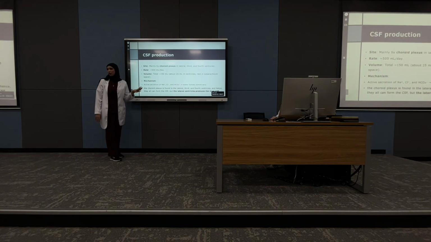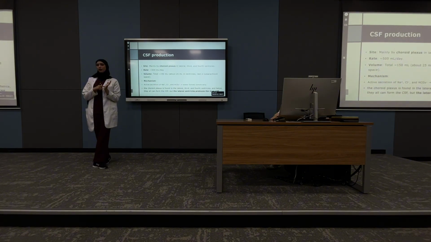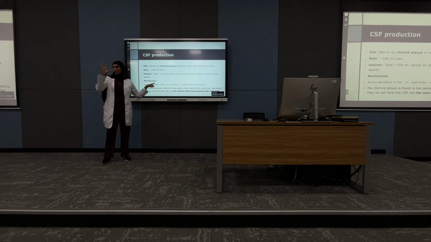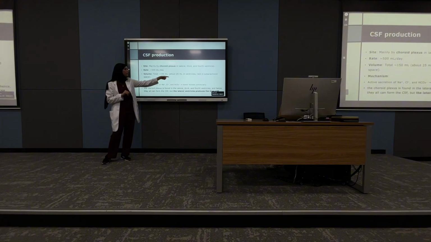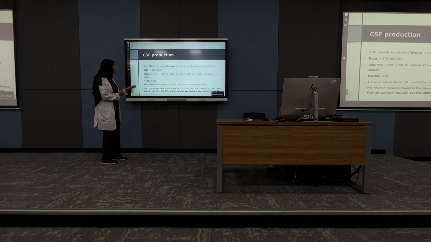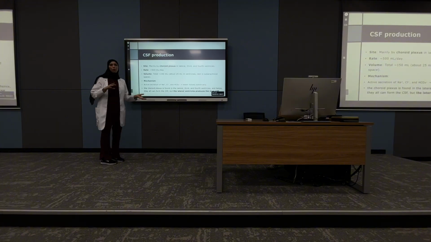For the production, every day, there is 500 milliliters of CSF produced, but the volume in the whole ventricular system is just 150. And only 25 are in the ventricles, the rest of it is in the subarachnoid space. And the rest of it just gets absorbed by the arachnoid villi. The mechanism is active secretion of sodium, chloride, and bicarbonate, and water will follow, but not all of these particles stay. Let's talk about the composition.